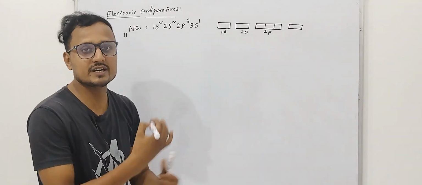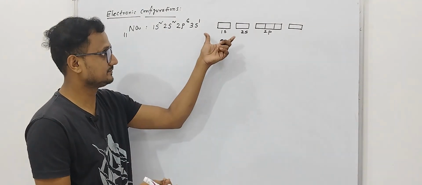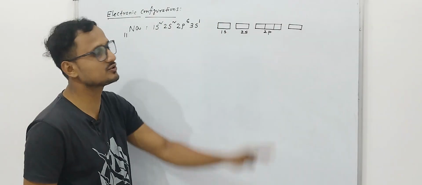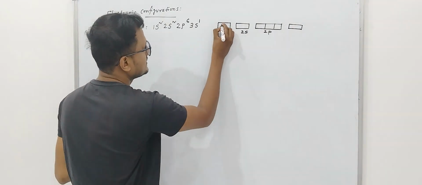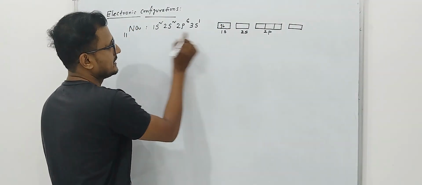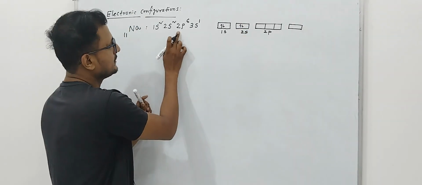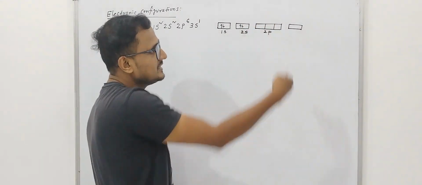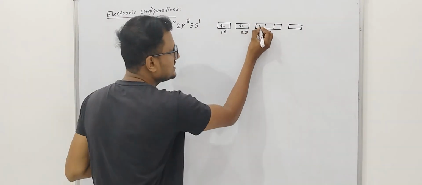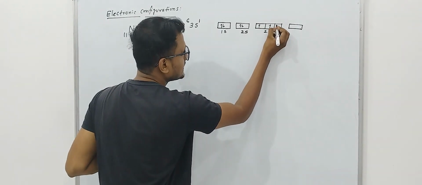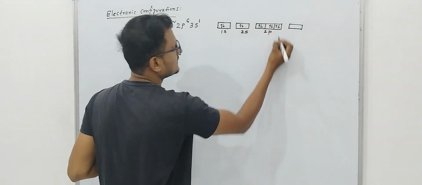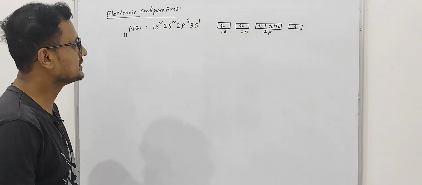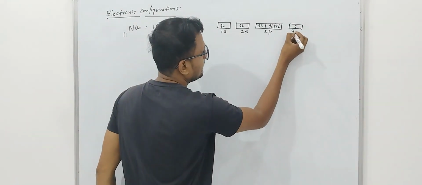This 1s is the lower energy orbital, so this will be filled first. Once it is totally filled by 2 electrons, the electrons will go to the 2s orbital. So here are the 2 electrons, up spin, down spin. Here also 2 electrons, up spin, down spin. Now in the 2p orbital, these 3 are degenerate orbitals. How do we fill these degenerate orbitals? First of all, each degenerate orbital will be filled singly, then the pairing will take place. Now this is the 3s orbital. Clear? So this is the electronic configuration of sodium.